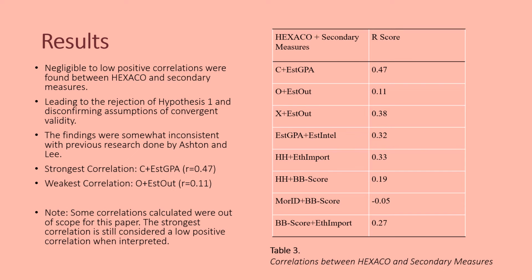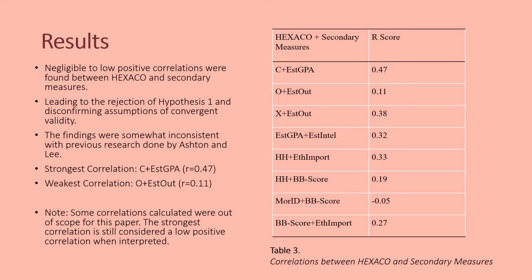Negligible to low positive correlations were found between HEXACO and secondary measures, leading to the rejection of Hypothesis 1 and disconfirming assumptions of convergent validity. The findings were somewhat inconsistent with previous research done by Ashton and Lee, as they found significant results. Flaws in our study may have resulted in this lack of replication, such as an absence of a page break between moral identity syllogisms and belief bias syllogisms.